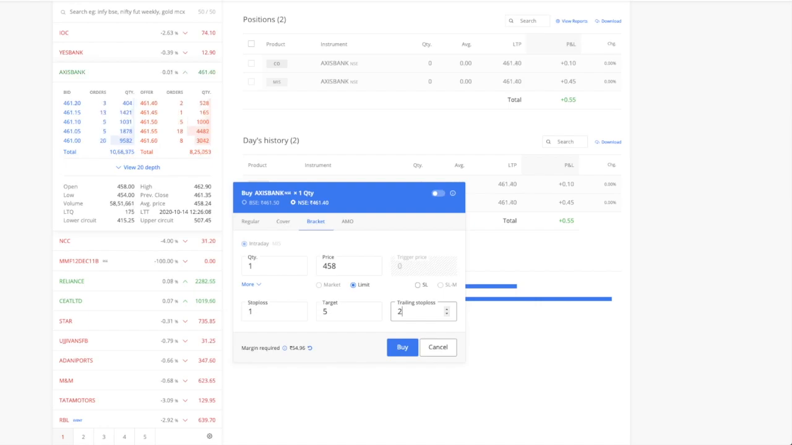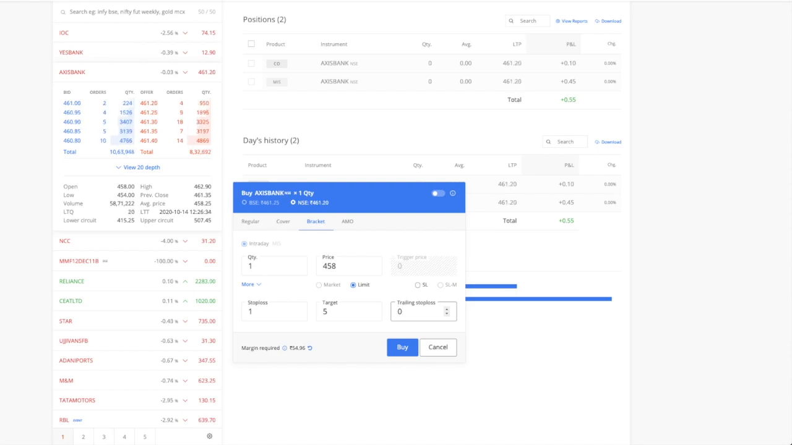meaning every time the price gives a move of 2 rupees, that is, let's say from 458 the price moves to 460, what will happen is my stop loss will also get shifted up by 2 rupees automatically, even if I'm not in front of the screen. But I personally don't recommend using this, or I personally don't use this also.